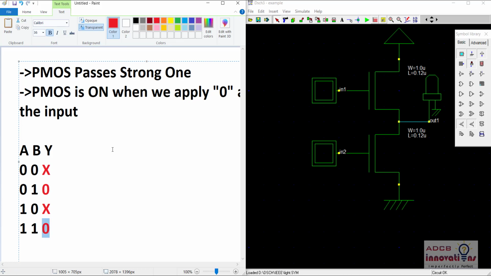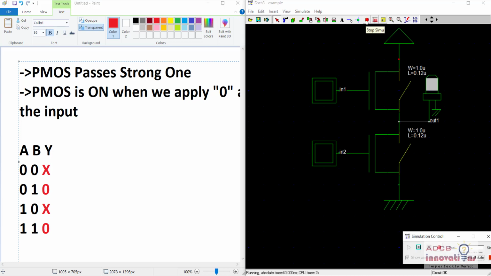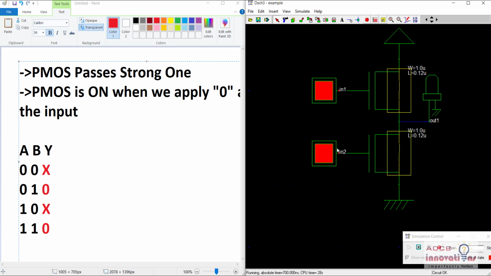So these are the things which will happen when two NMOS are connected in series. Let us run the simulation and see. When both are 0, we get an undeterministic output. When the first one is 0 and the second one is 1, we get the deterministic output, that is 0. When the first one is 1 and this is 0, we again get an undeterministic output, because the NMOS does not pass a strong logic 1, it passes a strong logic 0. And when both of them are 1, we can see all the charges move towards the ground, so we get a strong 0 as the output.